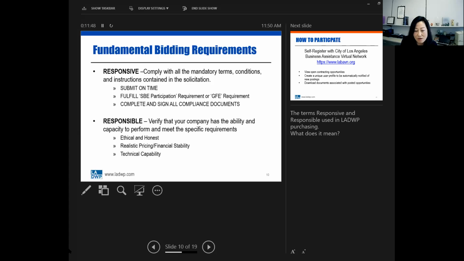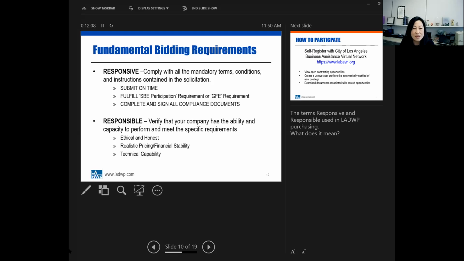And there are some checks that they do and some forms you've got to fill out to make sure that you have an ethical and honest business. And of course, make sure you have the technical capability and the capacity to do this kind of work, or to deliver the quantities or the items that you say you're going to do.